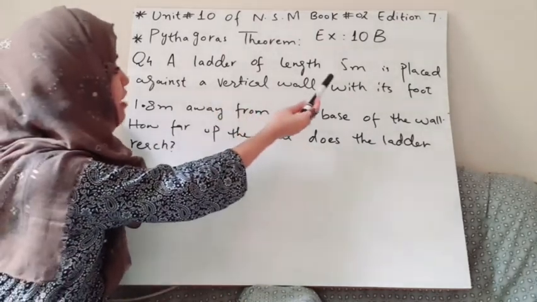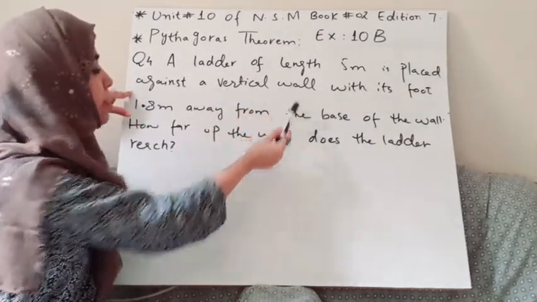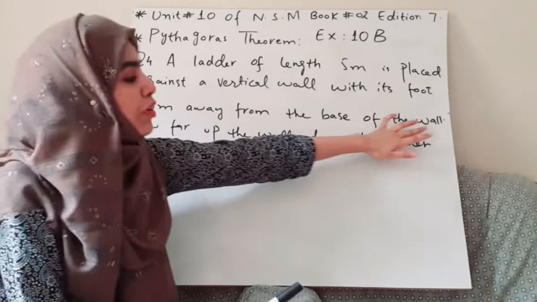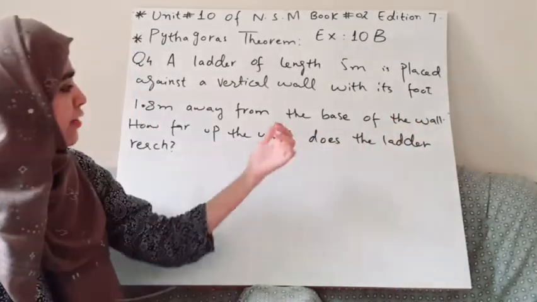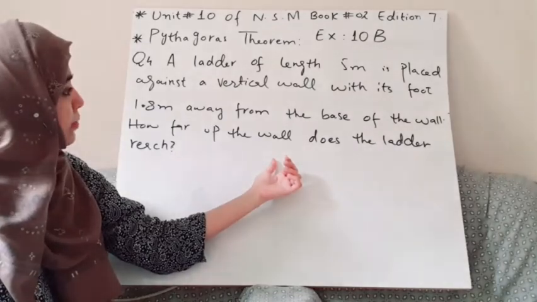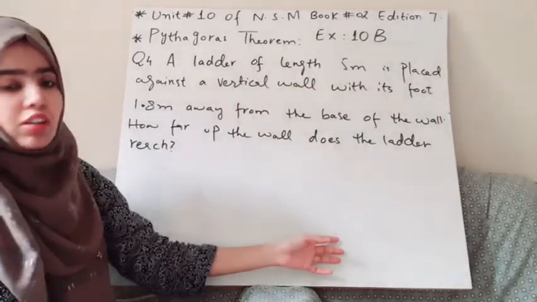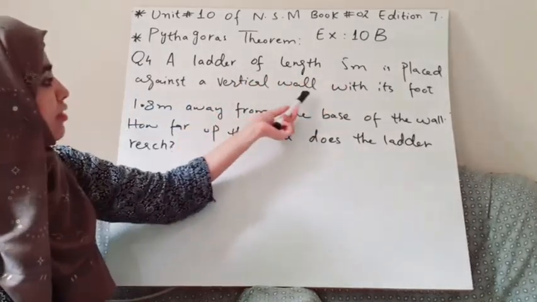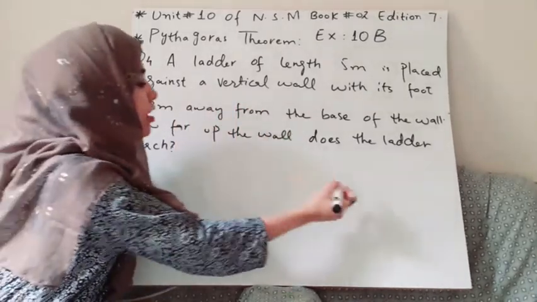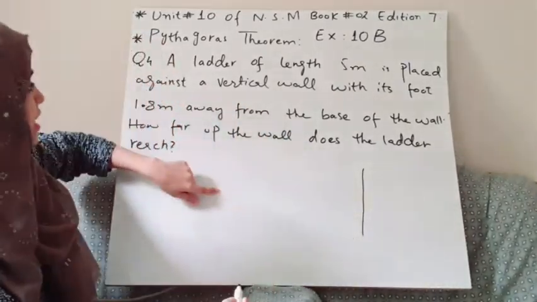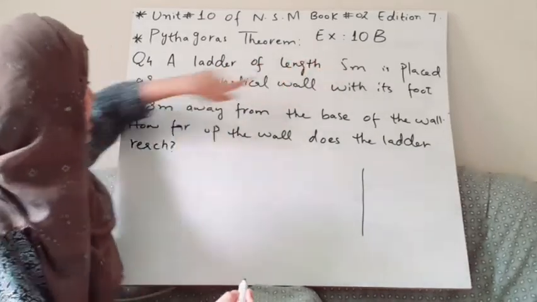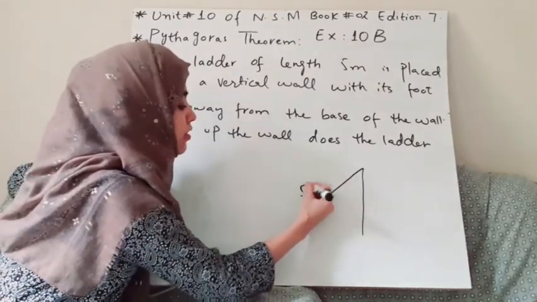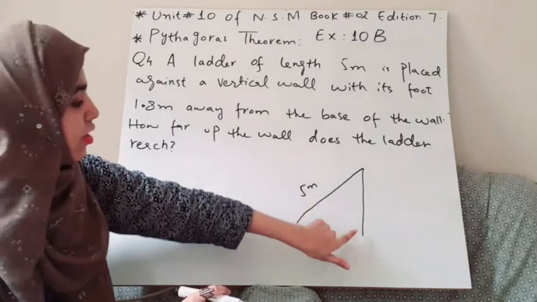A ladder of length 5 meter is placed against a vertical wall with its foot 1.8 meter away from the base of the wall. As I told you in the previous video, whenever we have to deal with real life word problems, by reading the statement, we have to draw the figure. They are saying a ladder of length 5 meter is placed against a vertical wall. So they are talking about a vertical wall. A vertical wall is here.